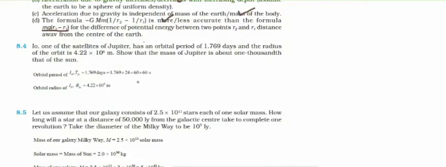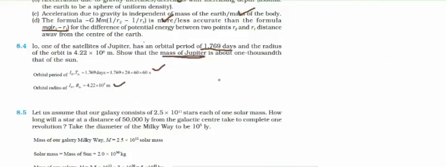Details are given. The orbital time period is given as 1.769 days, so we can convert it into seconds. Then the radius of the orbit is given. Then you are asked to find the mass of Jupiter.